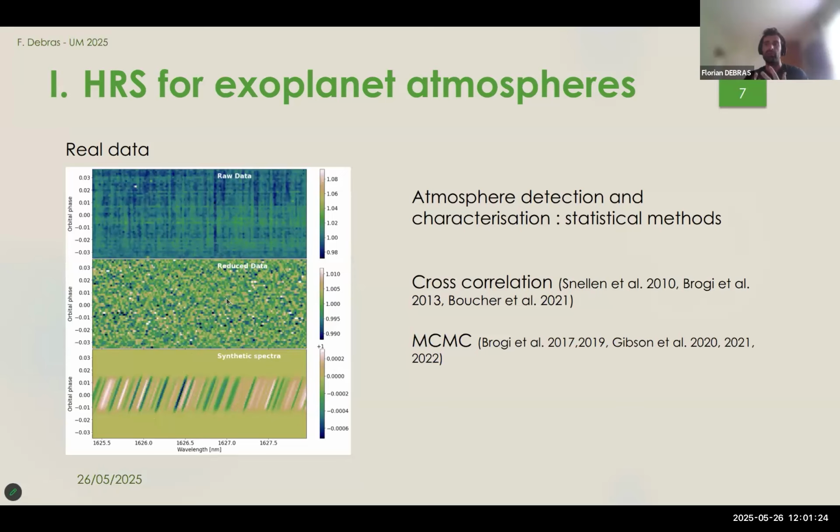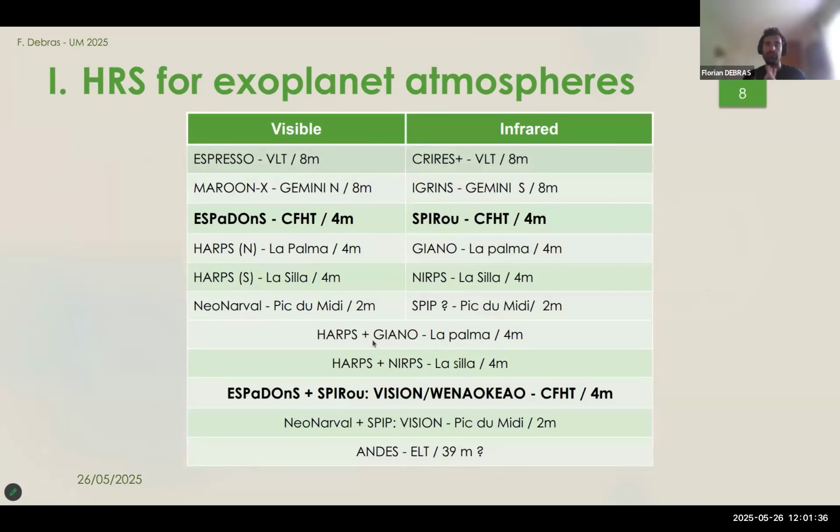So the only way to detect and characterize exoplanet atmospheres from the ground is to use statistical methods, either correlation with a model or exploration of the parameter space. This is what we do, and what a lot of people do, because it has been shown to be very efficient and very complementary to space-based observation, as I will show a bit later on. This is not an exhaustive list.